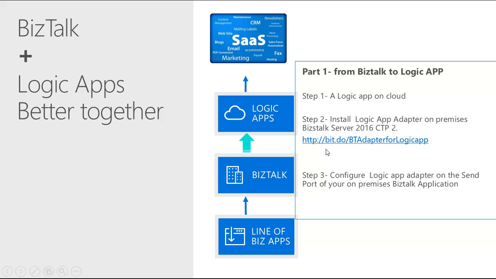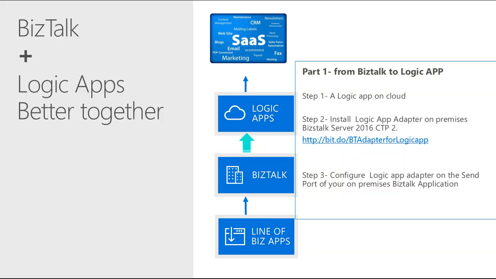You have to get this by applying on connect.microsoft.com. That's mentioned in step number 2, that you have to install a Logic App adapter, and that too on a BizTalk Server 2016 CTP2. I have given a link also where you can put forward a request, and the moment you get access, you download those files and then install them on your laptop or a machine which is on premises.